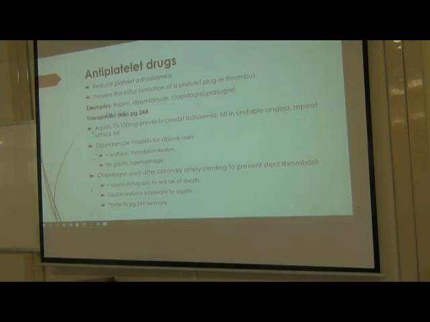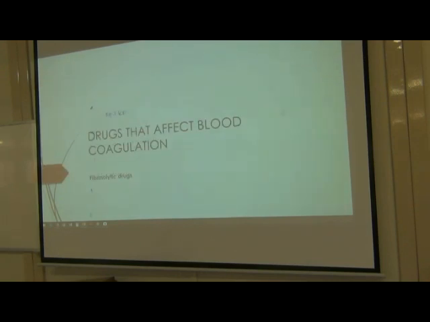So the dose of aspirin will be 75 to 150 milligrams. And there are different types of antiplatelet drugs mentioned there: aspirin, clopidogrel, prasugrel, and all of those. You can read through that.